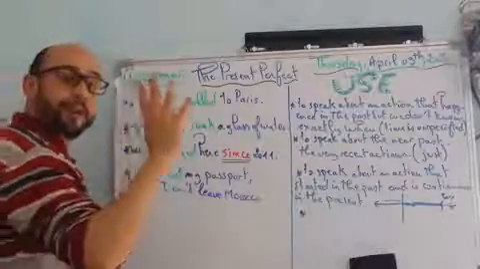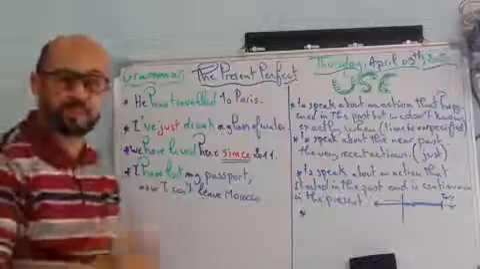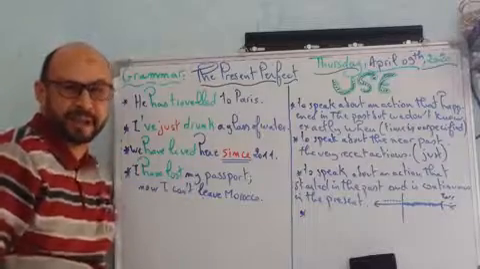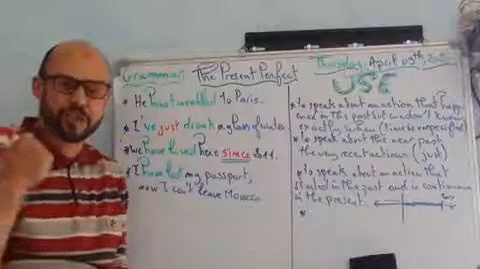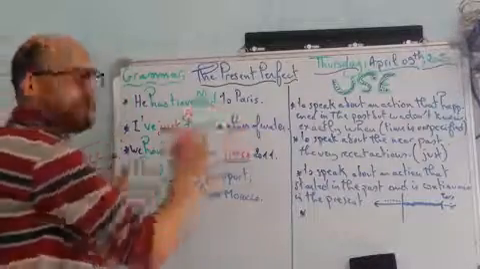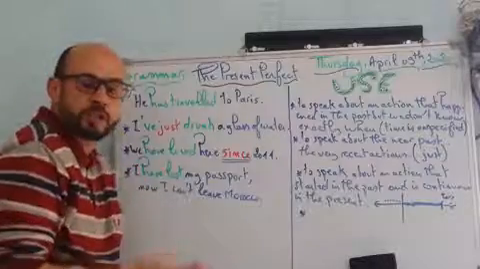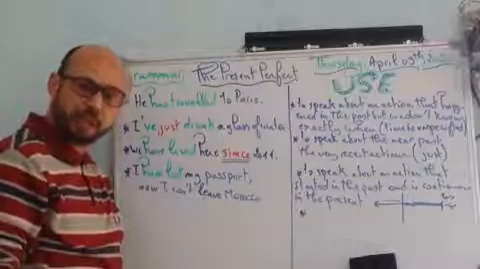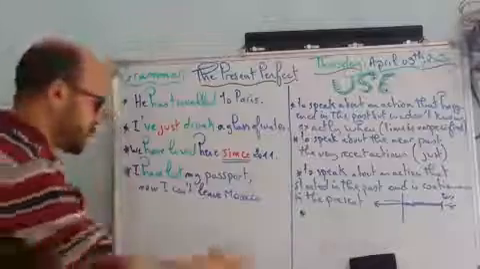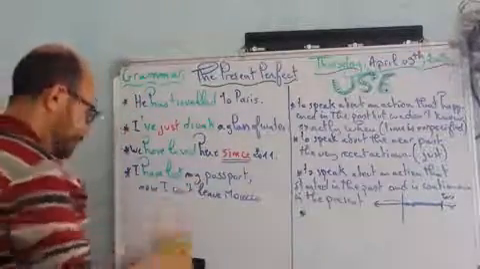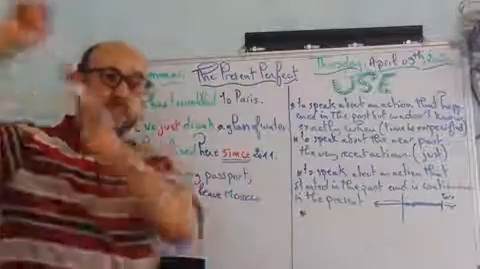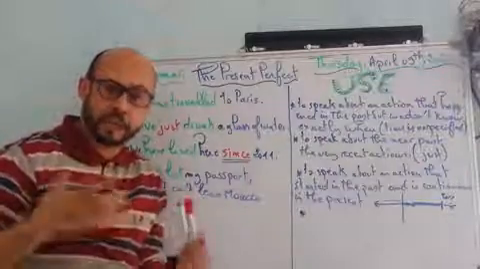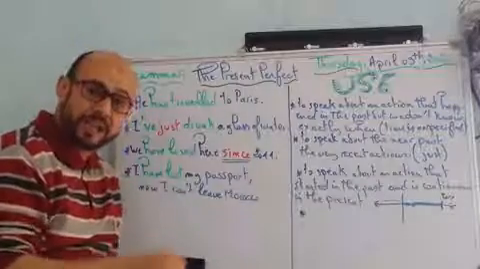The fourth example. I have lost my passport. The result now is I can't leave Morocco. I want to go to Paris, I can't, because I have lost my passport. When? I don't know. We don't know the exact date or the exact moment. But what is important for me is the result now. The result now, what is it? I can't leave Morocco. So we can use the present perfect to speak about an action that happened in the past. We don't know the exact point in the past, but the results of this action are in the present.